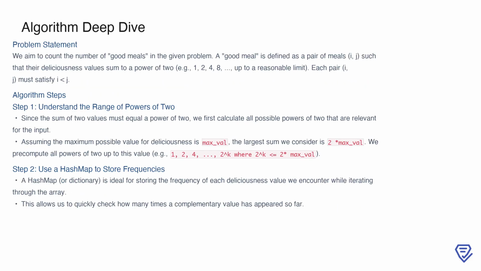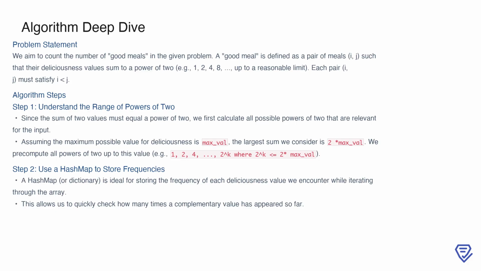To solve the problem of counting good meals, we first need to define what constitutes a good meal. A good meal is a pair of indices, i, j, where the sum of their deliciousness values equals a power of 2, such as 1, 2, 4, 8, and so on. Additionally, the condition i less than j must hold to ensure unique pairs.